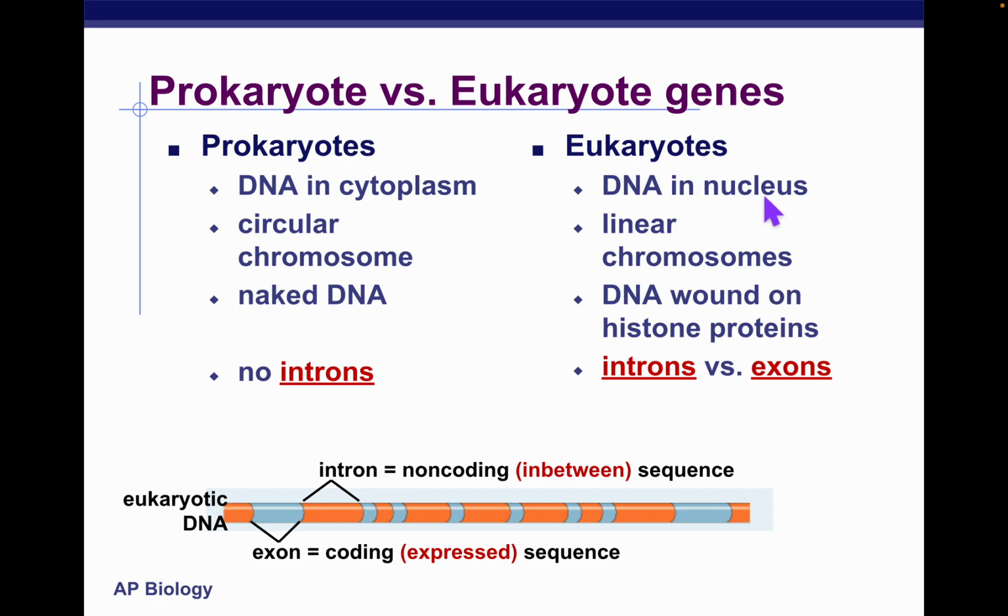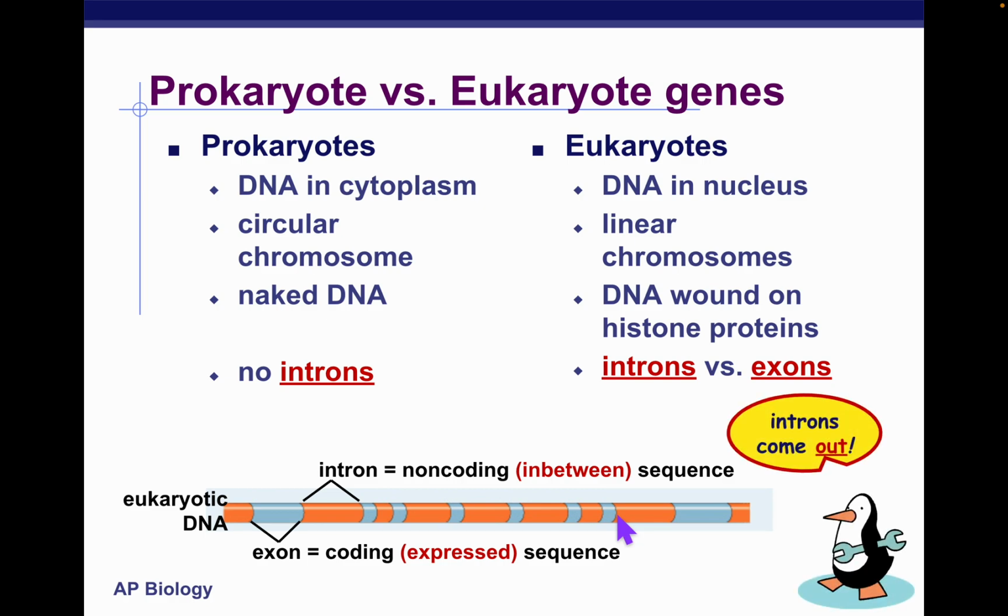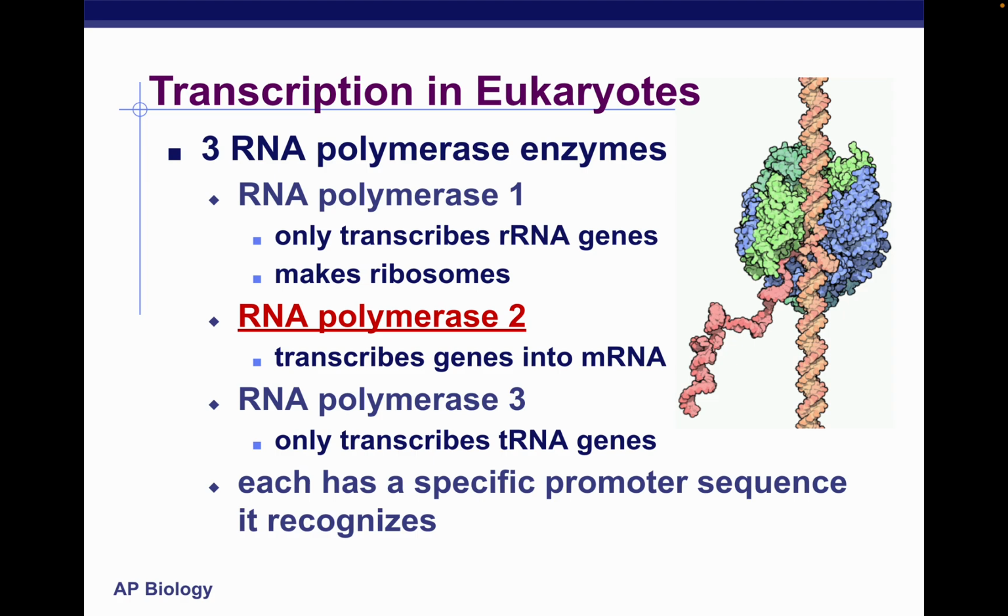Eukaryotes have DNA in their nucleus. They have linear chromosomes, and the DNA is wound up around proteins. We have introns, which is junk DNA, and exons, which are the coding sequence. That's written right down here, and I believe that's something you need to know. The introns come out of eukaryotic genes, but we're going to talk about that after post-transcriptional processing. So, transcription in eukaryotes. There are 3 RNA polymerase enzymes. The one that we are worried about in transcription is RNA polymerase 2. It transcribes our genes, our DNA, into mRNA.